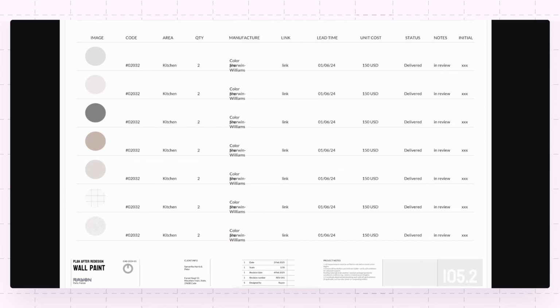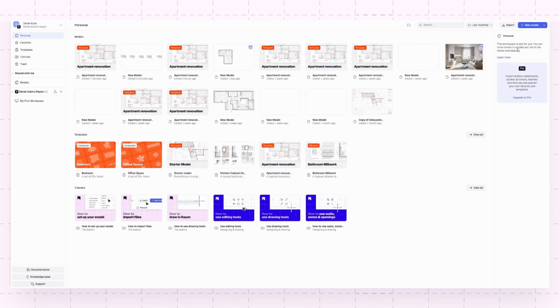Just to get started, once you're back at your home page, you can press New Model up here at the top right, and that'll open up a new blank model for you. Then from here, we're going to go over to Menu, go to Import, and you can import an image, a PDF, a DWG, a DXF, or even just a regular Rayon file.